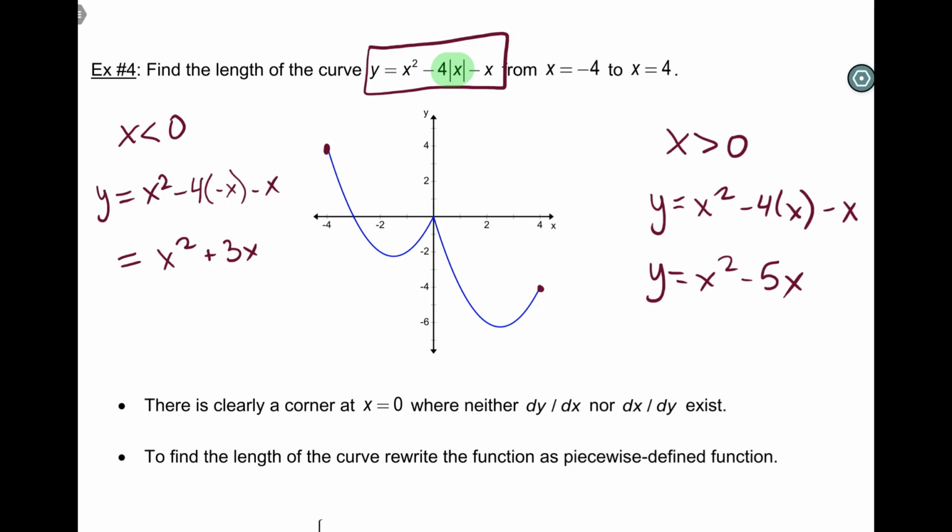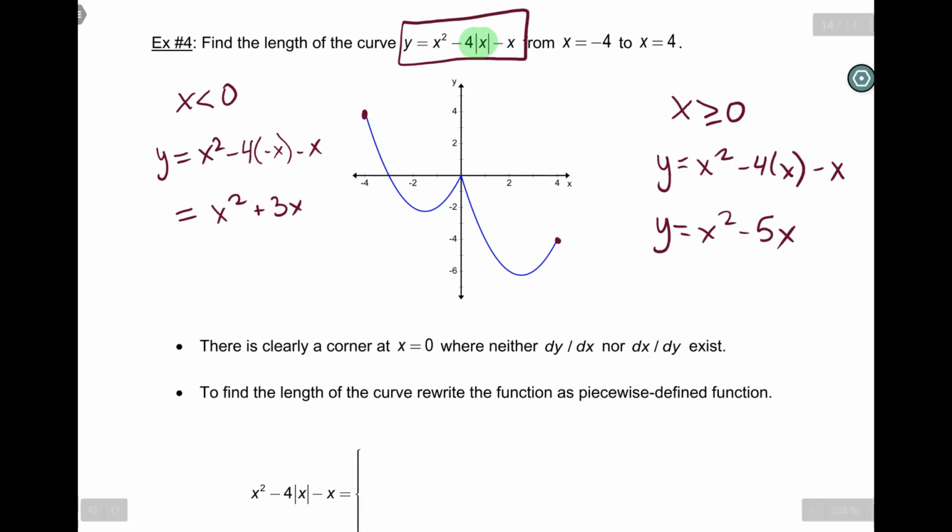Because basically I'm writing a piecewise function. Like if I could write it as x is greater than or equal to 0. Yeah, so basically what I'm trying to do, I wrote it right here.